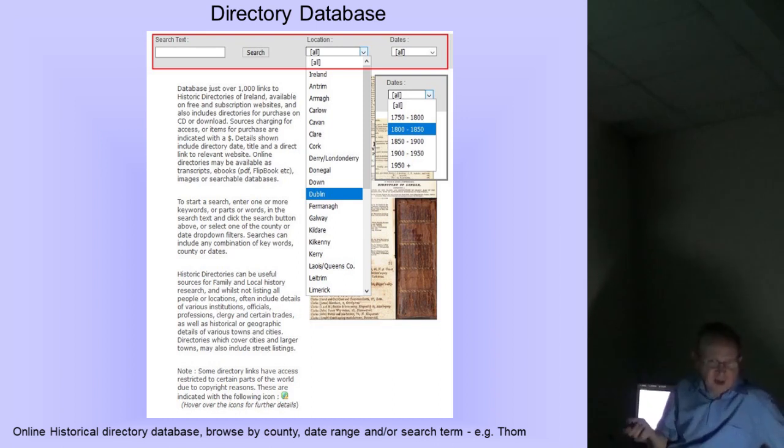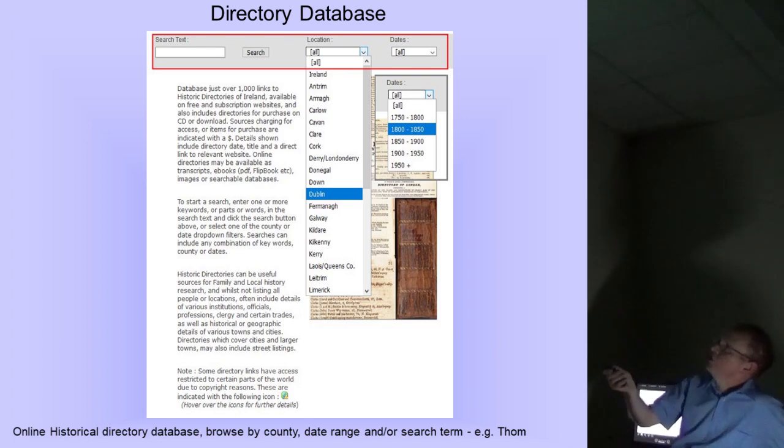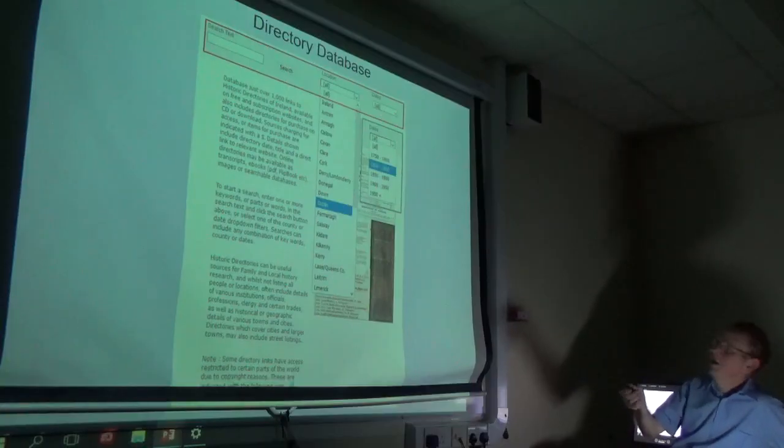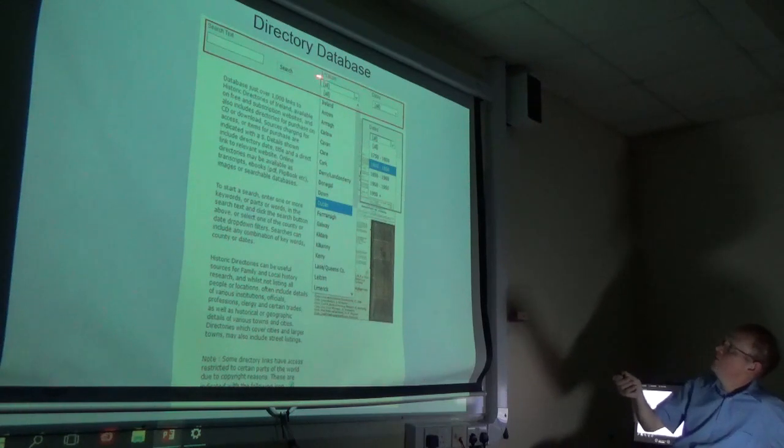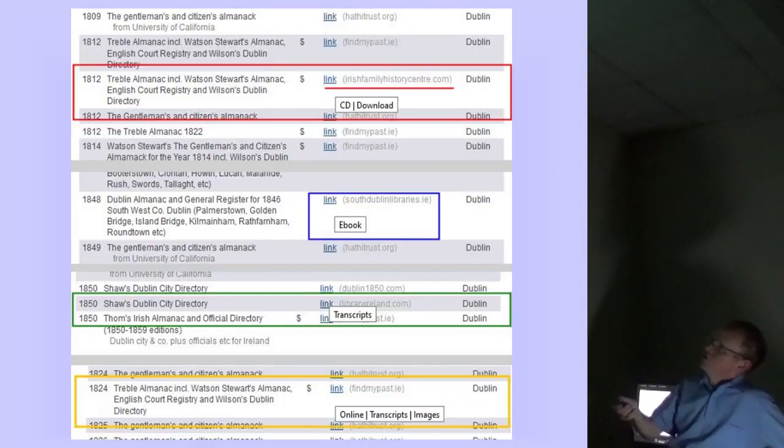Next up is Directory Database. Historic directories. I collaborated with a guy called Joe Buggy on this. He built up the list and I maintain it and put it online. So you can search by directory name or detail, something included in the title of the directory, or by county or all Ireland, and by date range. So it's narrowed down like that. And that's the kind of result. That's a few different results pasted together.